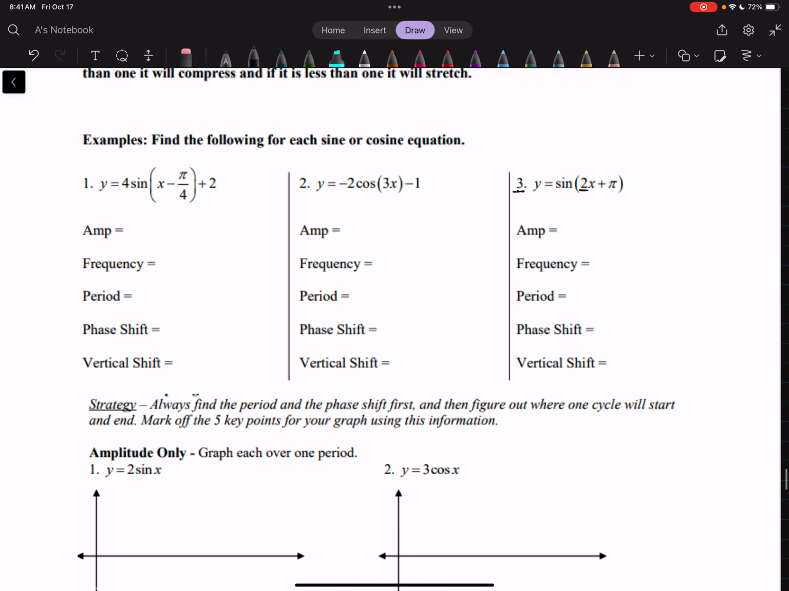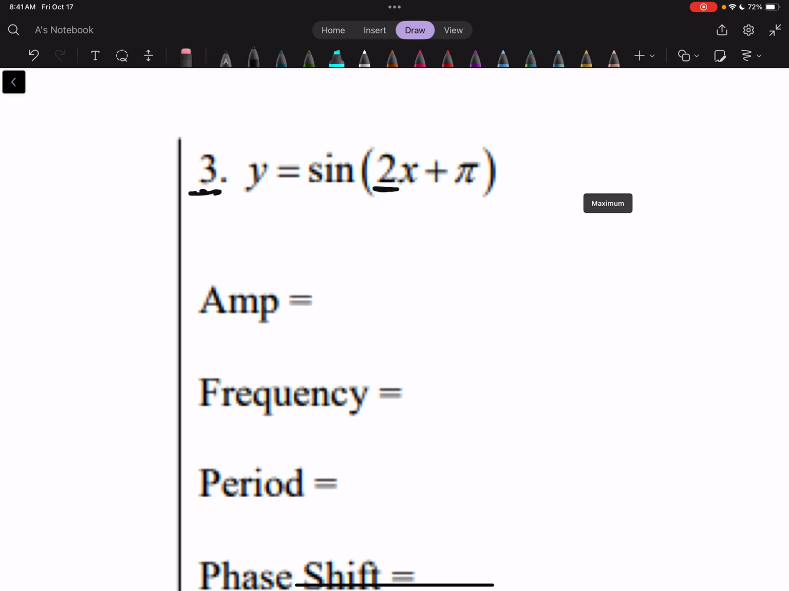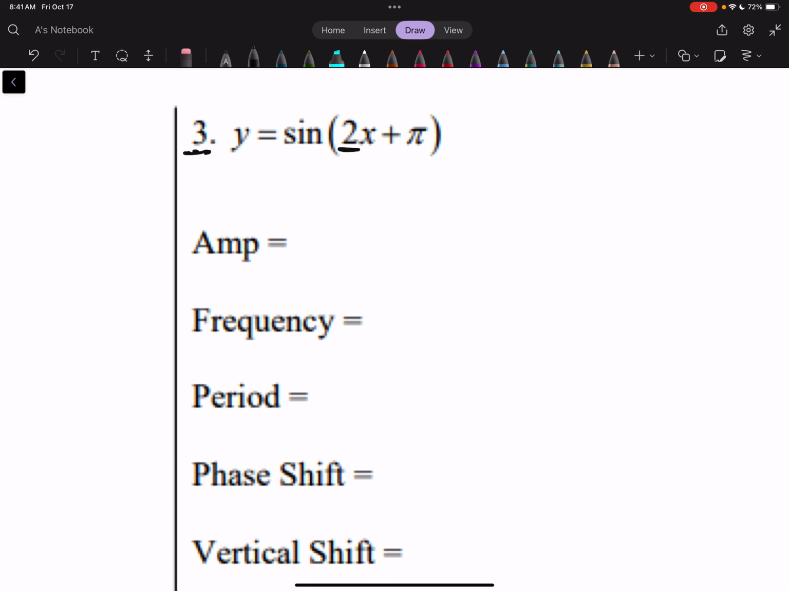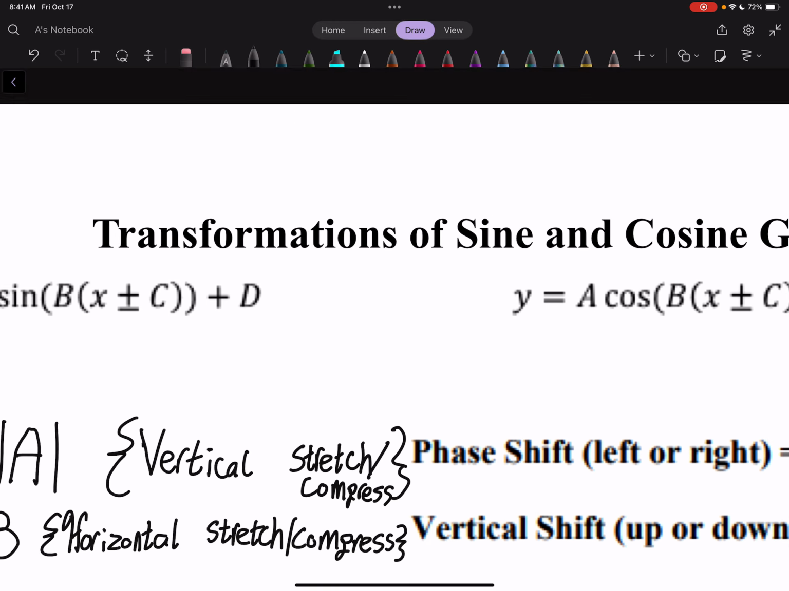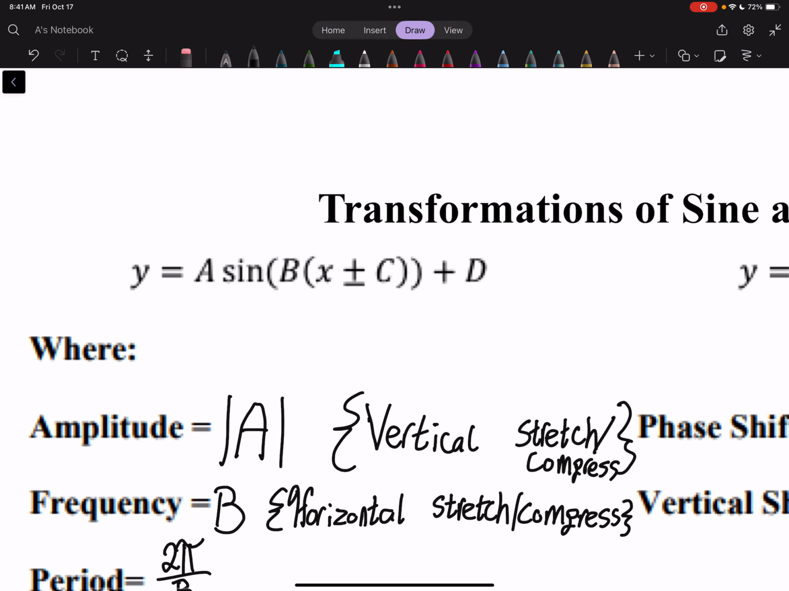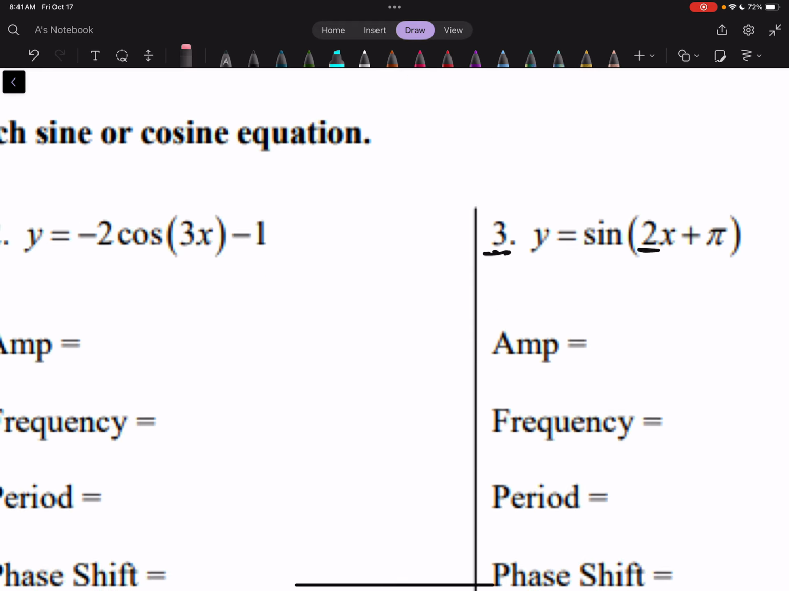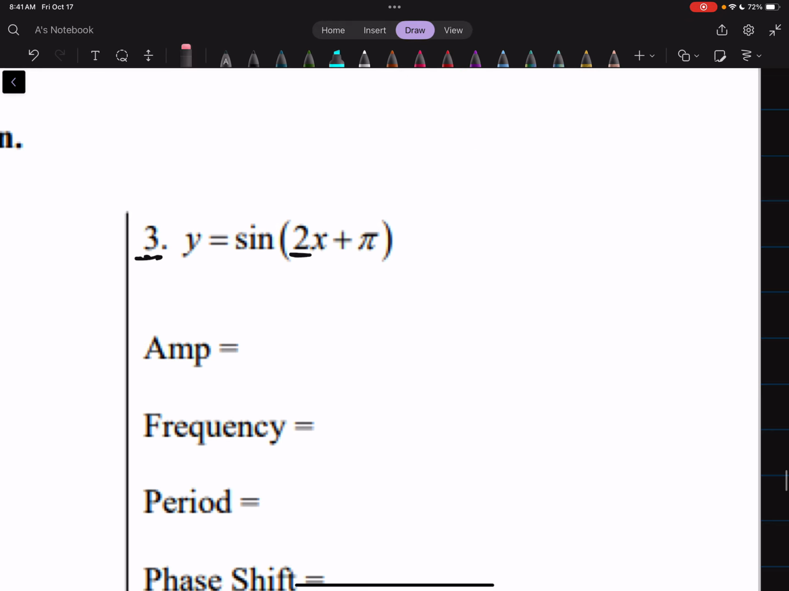Let's look at number 3 as an example. Now what I want you to notice for number 3, you have sine and then in parentheses 2x plus pi. Compare this to our formula up top though. Something is missing, something is different. I don't have this set of parentheses on number 3. So I need to pull out and make that set of parentheses.